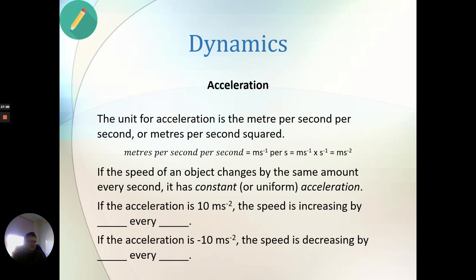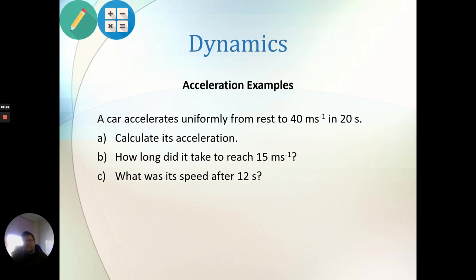Definition-wise, we've got down here that if the acceleration is 10 meters per second squared, the speed is increasing by 10 meters per second every second. If the acceleration is minus 10 meters per second squared, then the speed is decreasing by 10 meters per second every second. If the acceleration was 20 meters per second squared, then the speed would be increasing by 20 meters per second every second. So here's one of the acceleration examples.